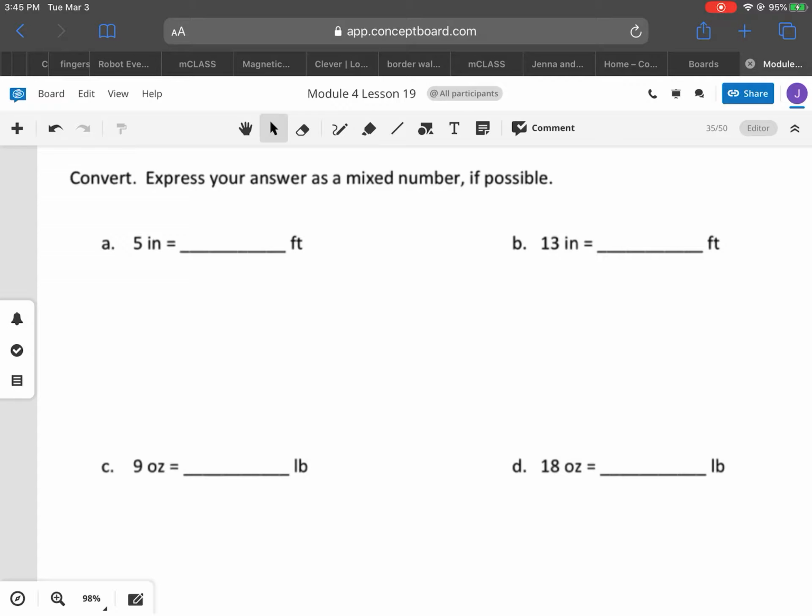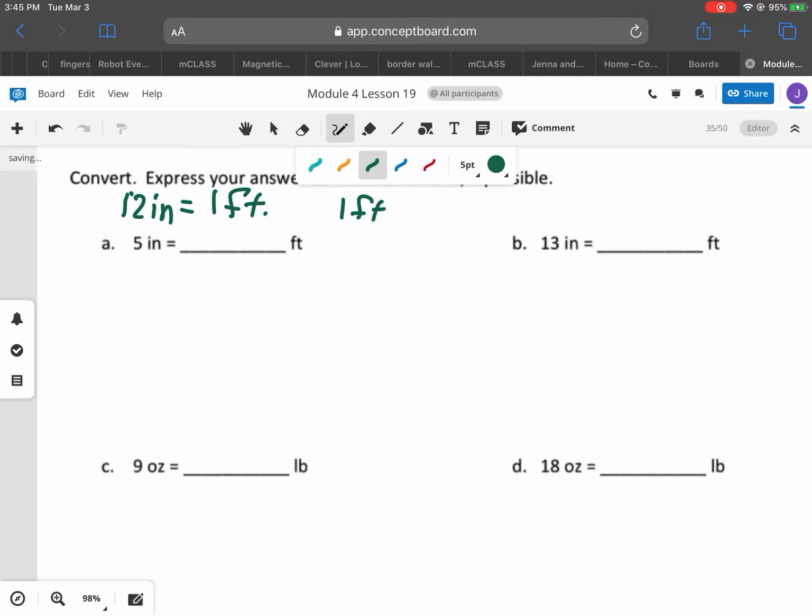Alright, so in order to understand this, we need to know the relationship between inches and feet. So we have 12 inches equals 1 foot, or 1 foot equals 12 inches. Either way works. Okay, but today we're going to be looking at it a certain way. We have to think about inches.